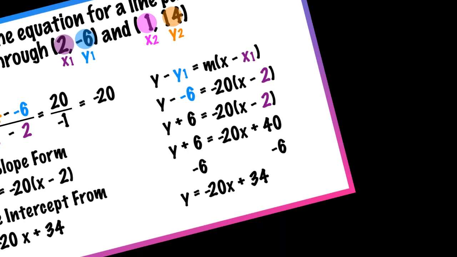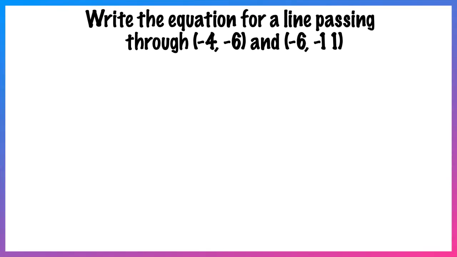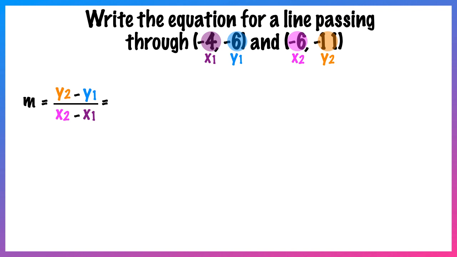Let's try another problem. Write the equation for a line passing through (-4, -6) and (-6, -11). Let's start by writing the slope equation. M is equal to y2 minus y1 over x2 minus x1. So let's label our points. So we have x1 is -4, y1 is -6, x2 is -6, and y2 is -11.